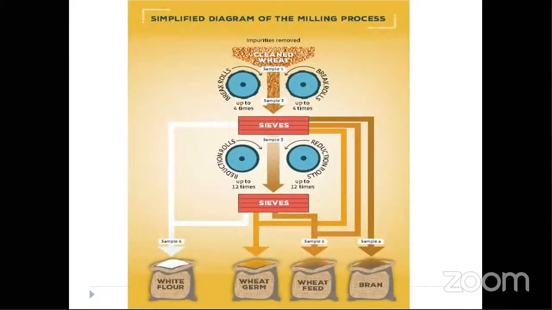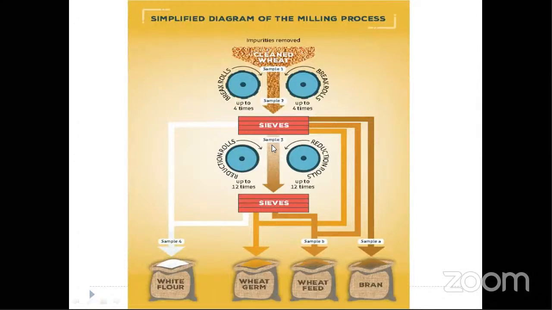As you may see, from above it is the clean wheat which is coming, then it is coming down to the break rolls, then the sieves are there. So sieve से हमें क्या मिलेगा? Bran is there, some wheat feed will be there, and then the wheat germ, and a little bit of wheat flour will also be produced, right?